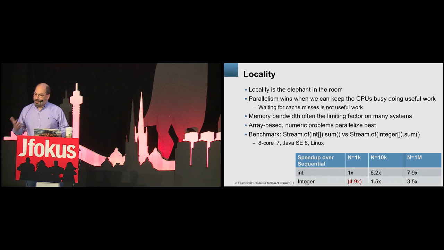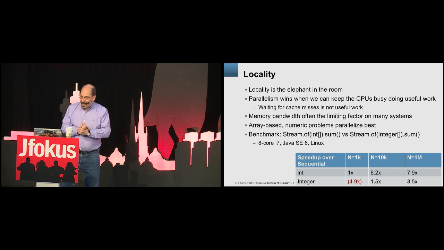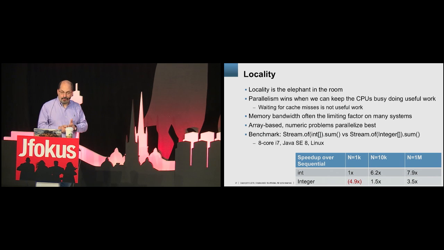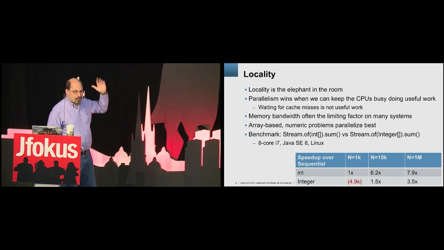So the problems that parallelize best are the ones that are array-based, because arrays get really good locality, and those that don't have a lot of pointers in them. As an example, I ran these two stream pipelines: take an array of ints and add them up, or take an array of boxed integers and add them up. I ran it on an 8-core machine, and I got a pretty reasonable speedup when I had enough data for the ints, and a pretty lousy speedup for the integers. And when I didn't have enough data, I got a pretty big slowdown.